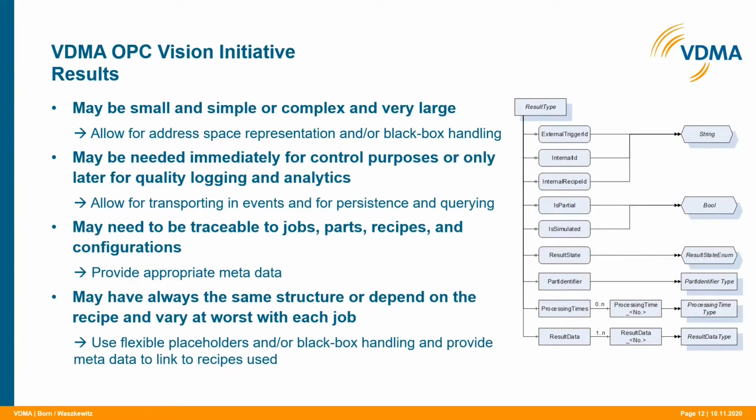Much the same is true for results. They also may be simple, easily represented in the address space, or very complex and potentially also very large if images are to be included. They may be required on different timescales, in quasi-real time for control purposes, rather less urgently for quality statistics. It is typically necessary to be able to trace results back to individual test pieces and jobs, which requires appropriate metadata, and they can be quite dynamic at times, varying by recipe and possibly even by job. Again, therefore, the OPC machine vision specification standardizes a rich set of metadata to manage and trace results, not, however, the contents.